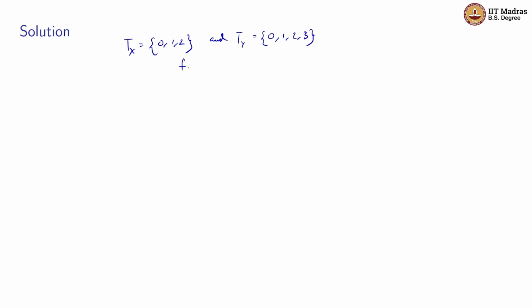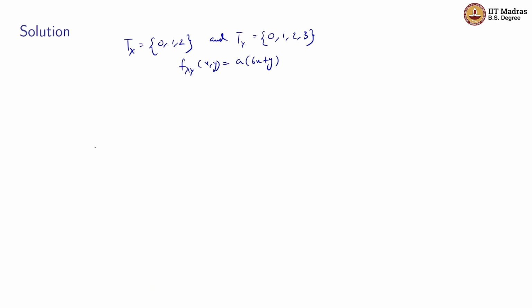And the joint PMF of X and Y given to us is A times Bx plus Y. So here clearly we can see there are two unknown parameters A and B. So for finding the joint probability that X is equal to 2 and Y is equal to 1, first of all we have to find the unknown values.